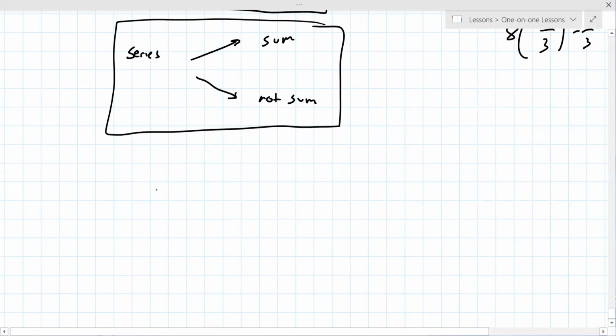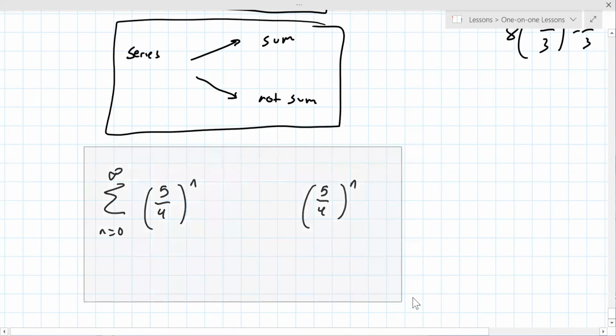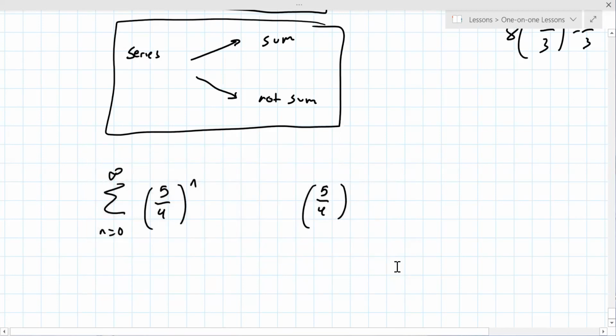Okay, let me make one up here. So sigma of 5/4 to the n, n equals 0 to infinity, 5 over 4 to the n. It's okay, we're using the wrong context here. So this is not appropriate.